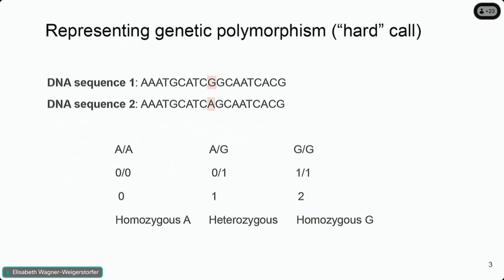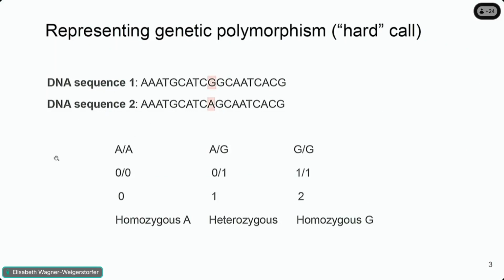So what are the data we care about in population genetics and statistical genetics? The data we care about are the genetic polymorphism data. Here I'm showing 2 DNA sequences, and you can see in this alignment there's a G/A polymorphism, and that's where these 2 sequences differ. At the population level, that's the information that could cause selection, that could cause phenotypic differences among individuals. And since we study diploid genomes, we can have homozygous A, heterozygous, and homozygous G.